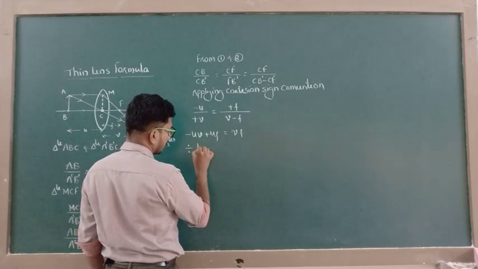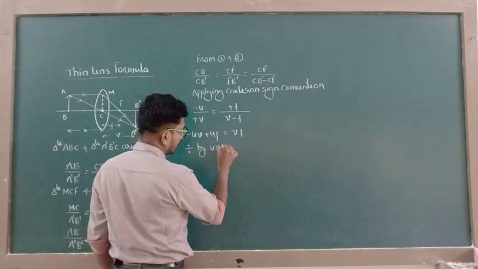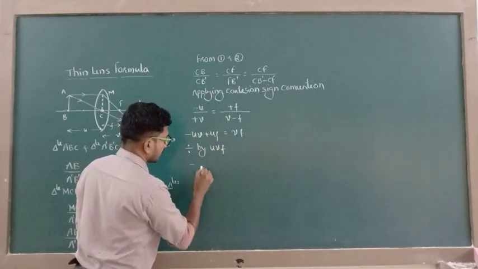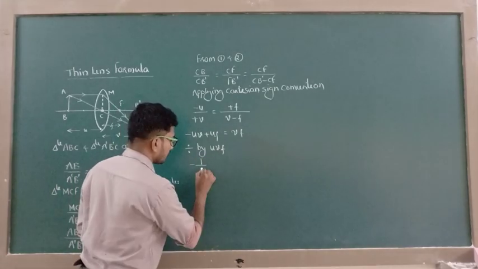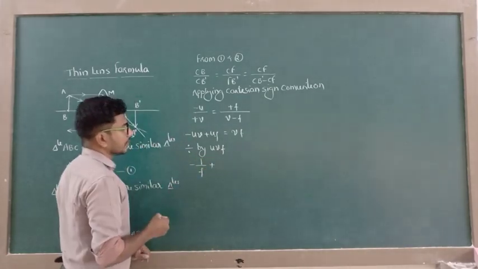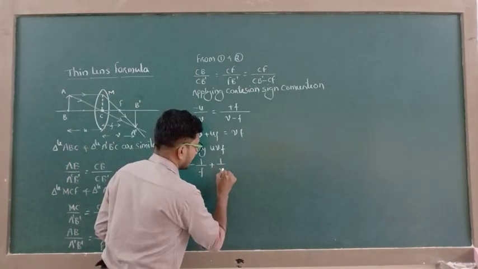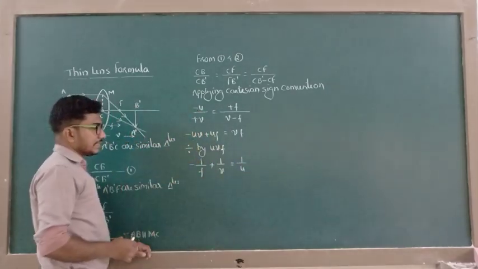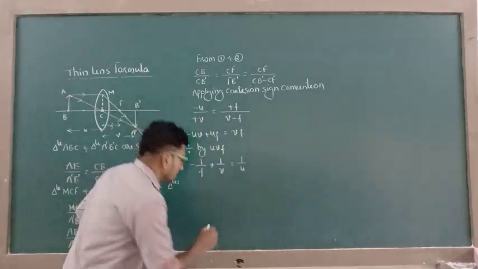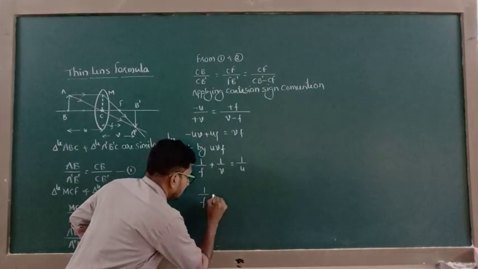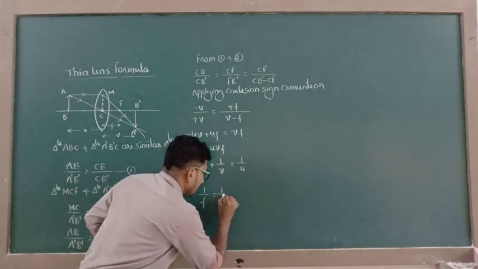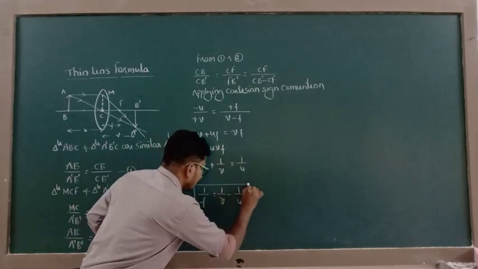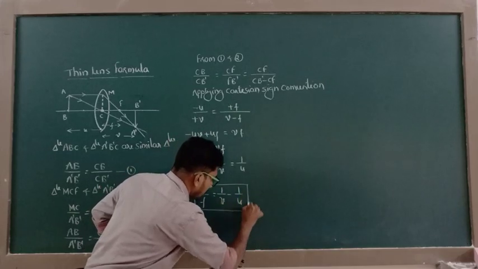Dividing this equation by UVF, we get minus UV divided by UVF is equal to minus 1 by F plus UF by 1 by V is equal to 1 by U. On rearranging the terms, we get 1 by F is equal to 1 by V minus 1 by U. So this is known as the thin lens formula.